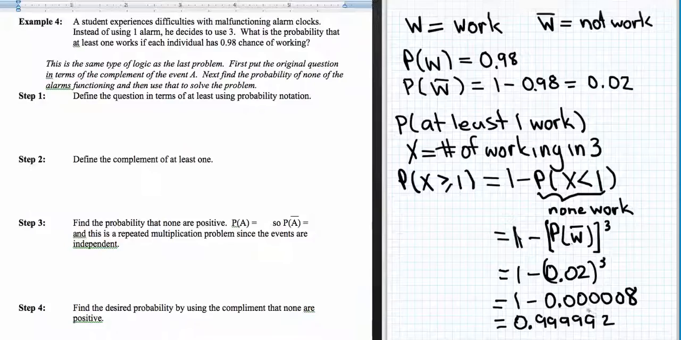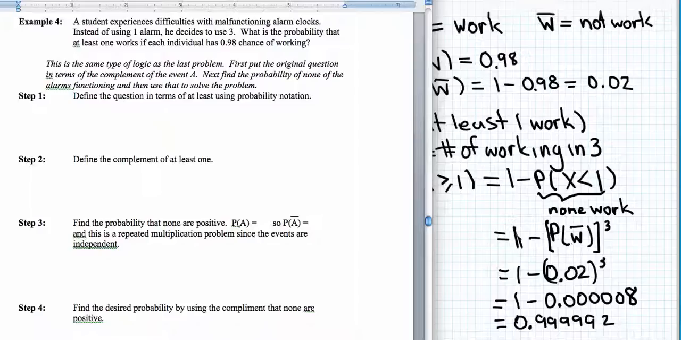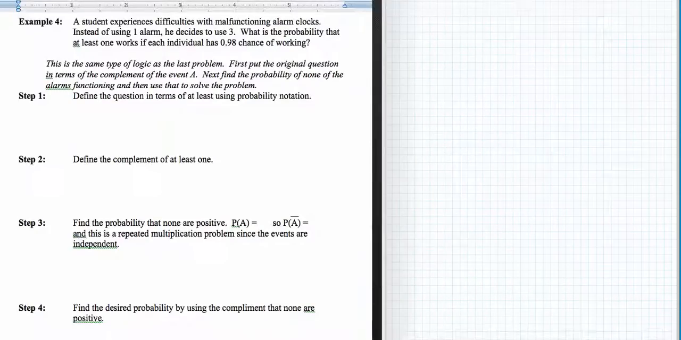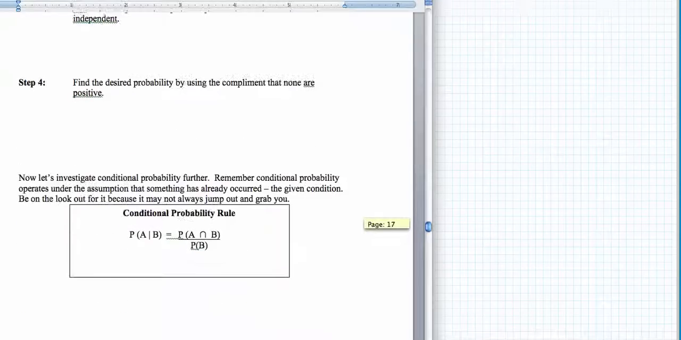So you have a 99.9992% chance of getting here if you use 3 alarms. Very, very suspicious, right? It's a very, very odd occurrence. So that is the probability that we're looking at in that case. Exactly the same thing as the blood test case.